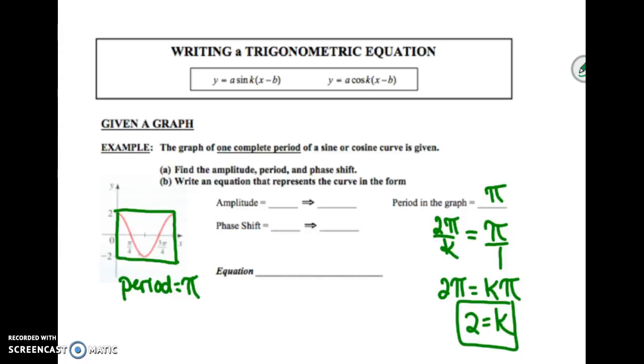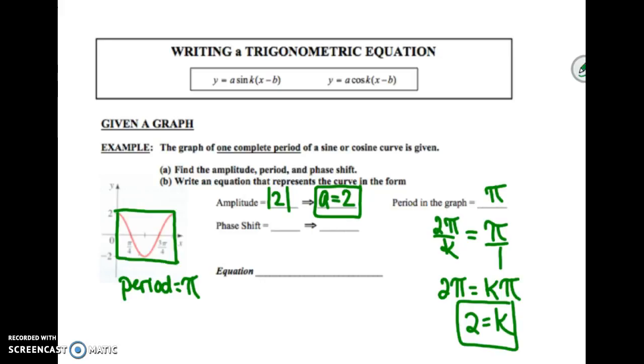I also noticed that my y values go from -2 up to +2. So that means that my amplitude is the absolute value of 2. That tells me that A is going to be +2. I know that A is +2 and not -2 because my cup is right side up, right? It's not upside down. So my A value is +2. I need that for my equation.